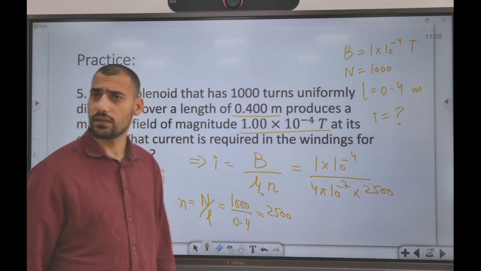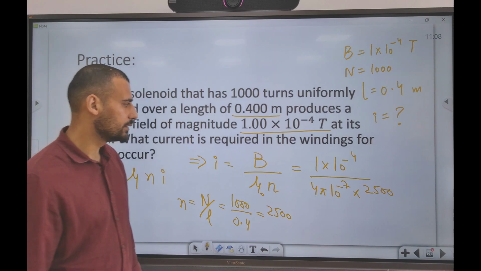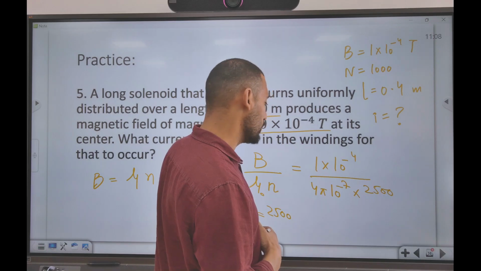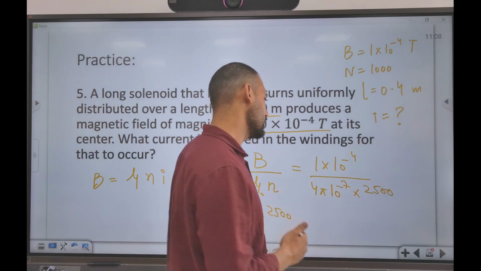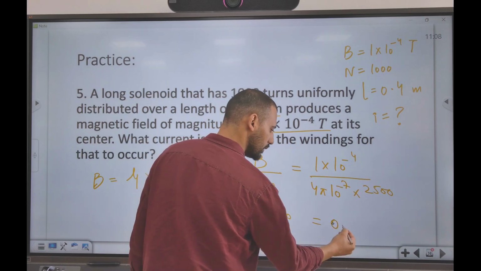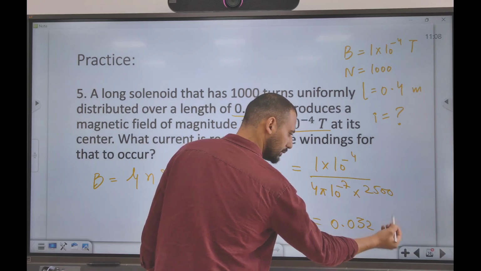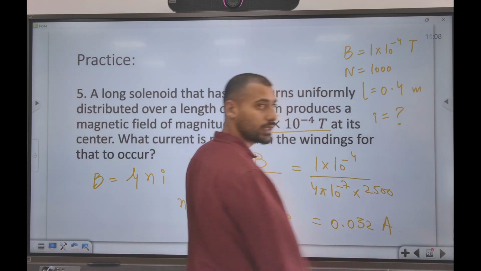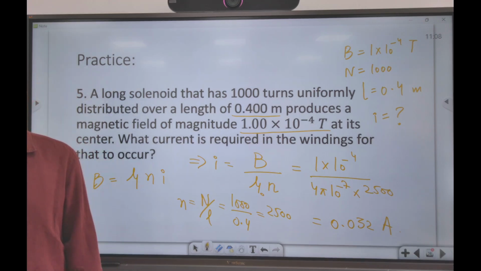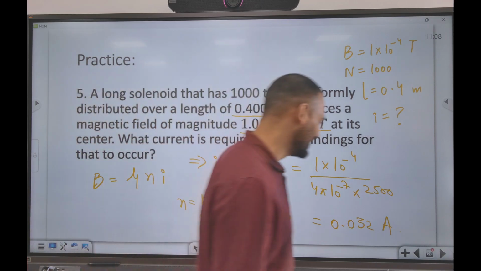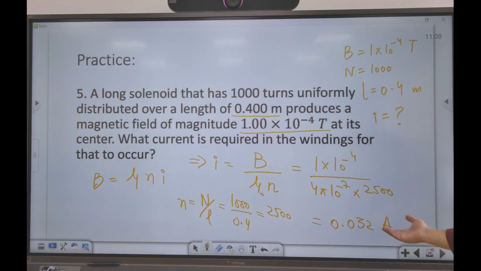I got 0.032 or 318. Anyone else who got the same value? Yeah. You got the same value? Okay, yeah, this is the value of the current.